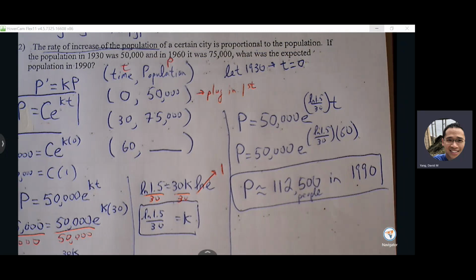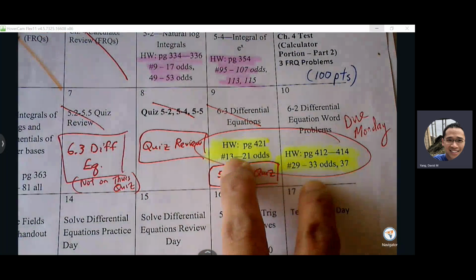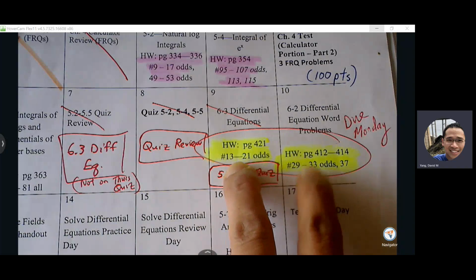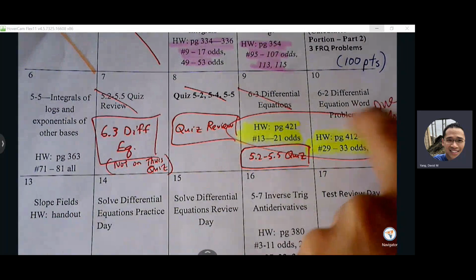There's a slightly different variation that I want to show you, but I'll show that to you on Monday. Just want to give you an update here. So Monday, I will check both your 6.3 and your 6.2 homework. I will send out a reminder on Sunday. Monday, we'll finish up some of the problems I want to do.